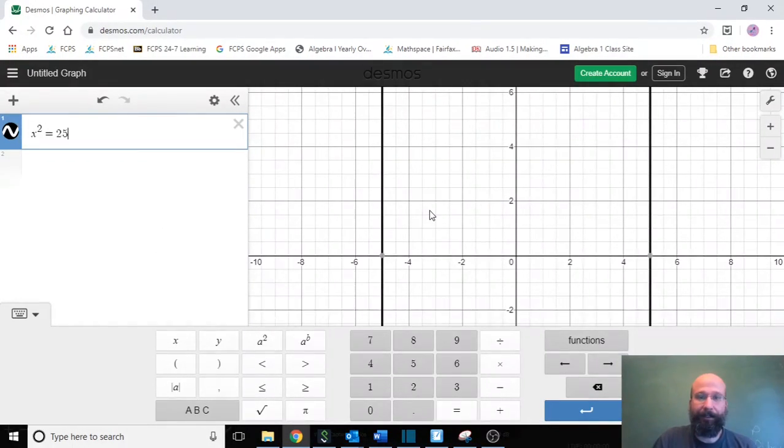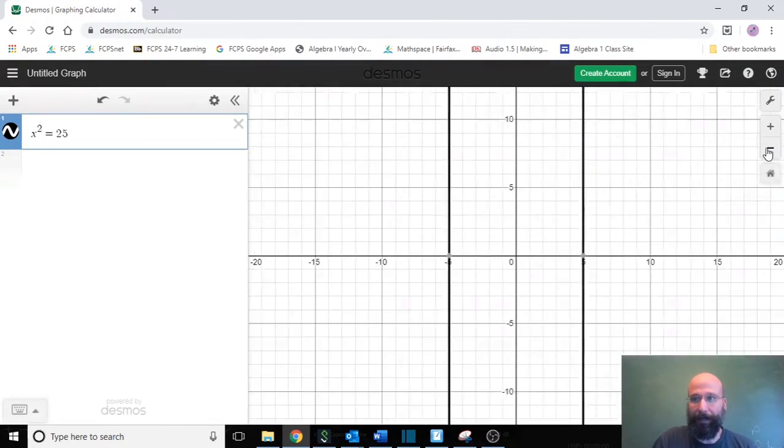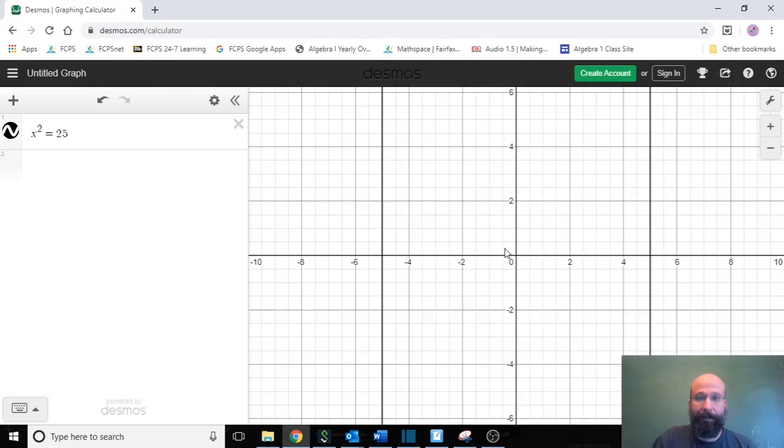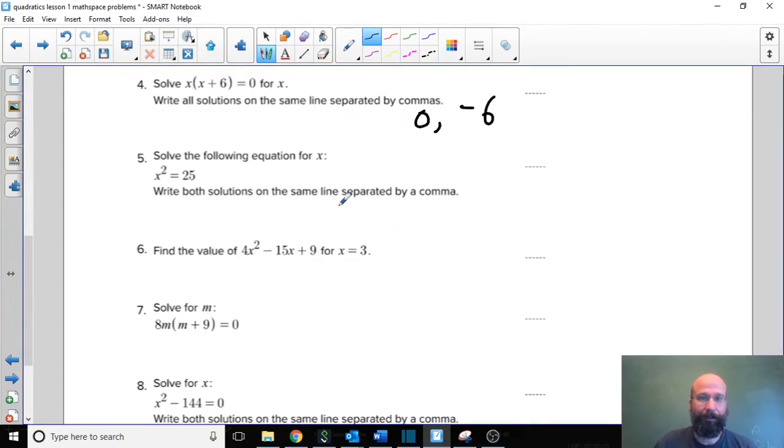And then you're looking to where this quadratic, right? It's a quadratic because it's a curve. Let me zoom out. Oh, it's a curve. It crosses the x-intercept at -5 and +5. So you just go back here. Your answer is separated by a comma, -5 and 5.